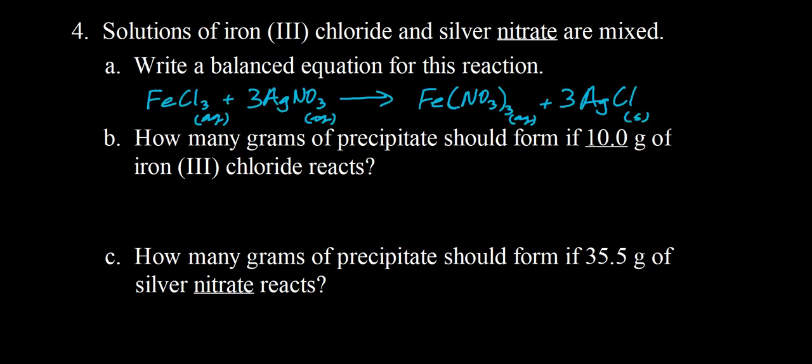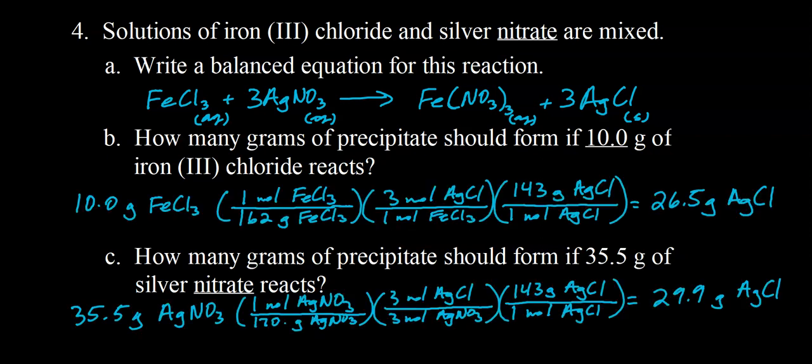All right, so this time I included states of matter because if we take a look at letter B, it asks for the grams of precipitate that should form. So we need to know which of our products is the precipitate. So I have two separate calculations for you, B and C. So go ahead and work on those. Pause the video and do those now, please.